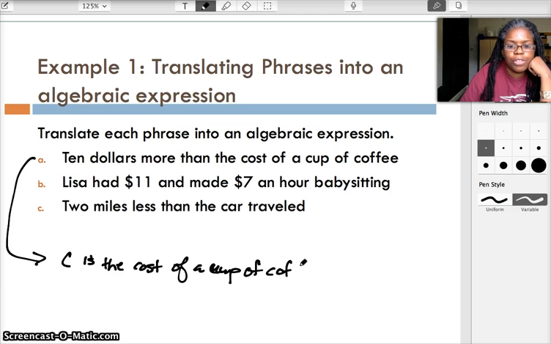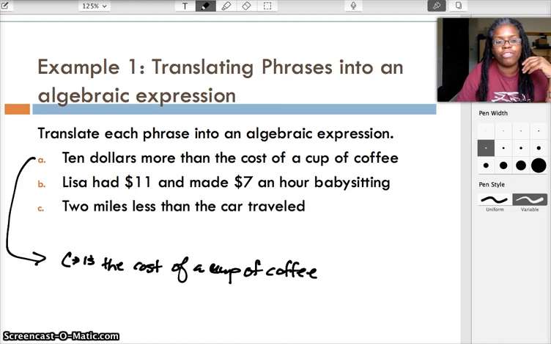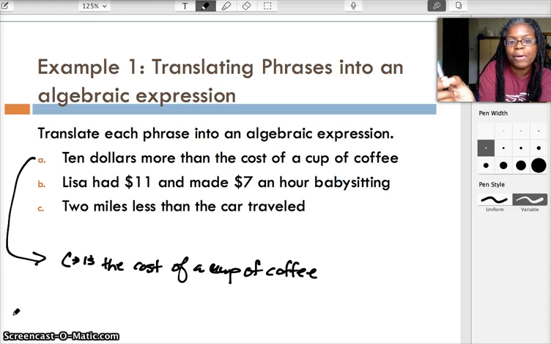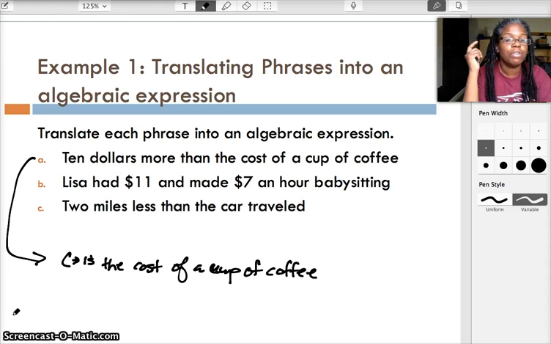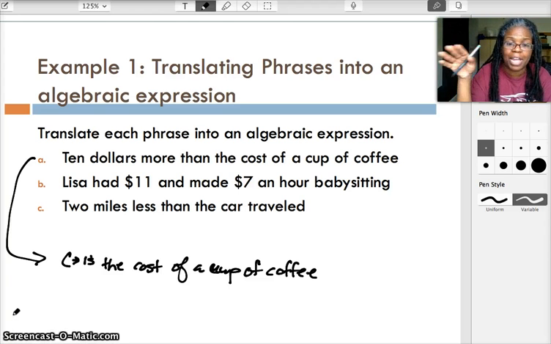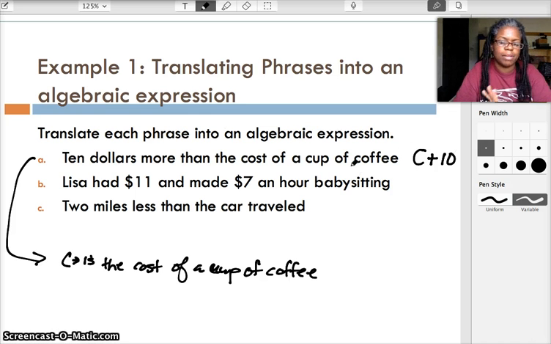So check this out. The reason why I'm writing this all out, because most people would write C is coffee. No, C is what? The number of ounces of coffee. C is the number of cups of coffee. C is the cost of. You need to define what the number is behind that variable. That's going to really help you all the way throughout algebra, pre-algebra, and algebra. So C is the cost of a cup of coffee. So now I know what I'm dealing with. And now when I rewrite this, $10 more than the cost of a cup of coffee, we know that more means adding. So we know C plus 10. Or in this case, more means add. Sometimes it might mean something else.